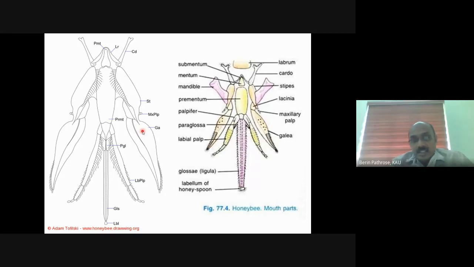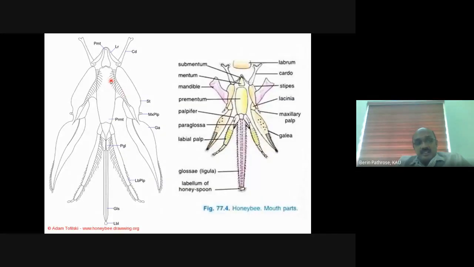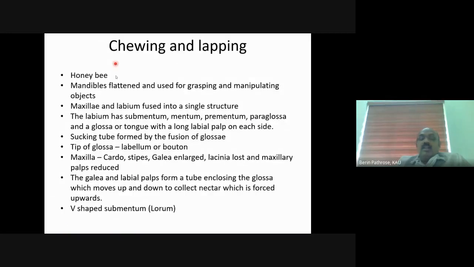So in the maxilla, we have cardo, elongated stipes, a reduced maxillary palpi, and enlarged galea, but lacinia is absent. So here the mandibles are flattened, used for manipulating and grasping objects. Maxillae and labium are fused into a single structure, and the labium has all the parts. The submentum is a V-shaped structure, also sometimes called lorum. See this kind. It is an inverted V-shaped structure, so it is also called lorum.